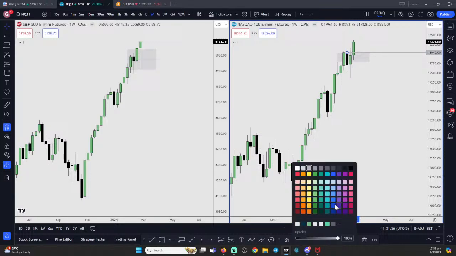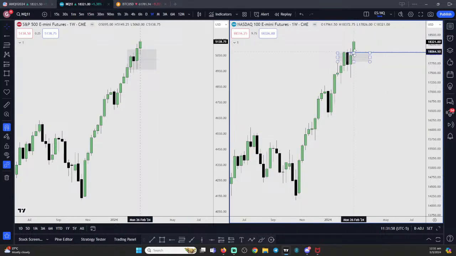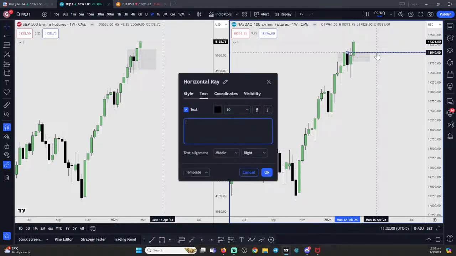Okay, it lines up nicely with the current inefficiency that we have. So this weekly order block. Okay, I'm gonna annotate it. Weekly order block.